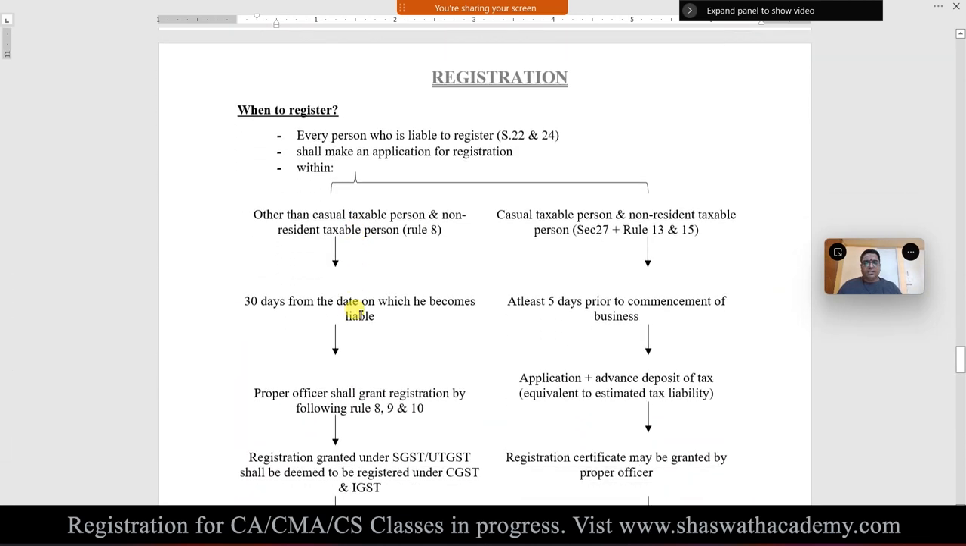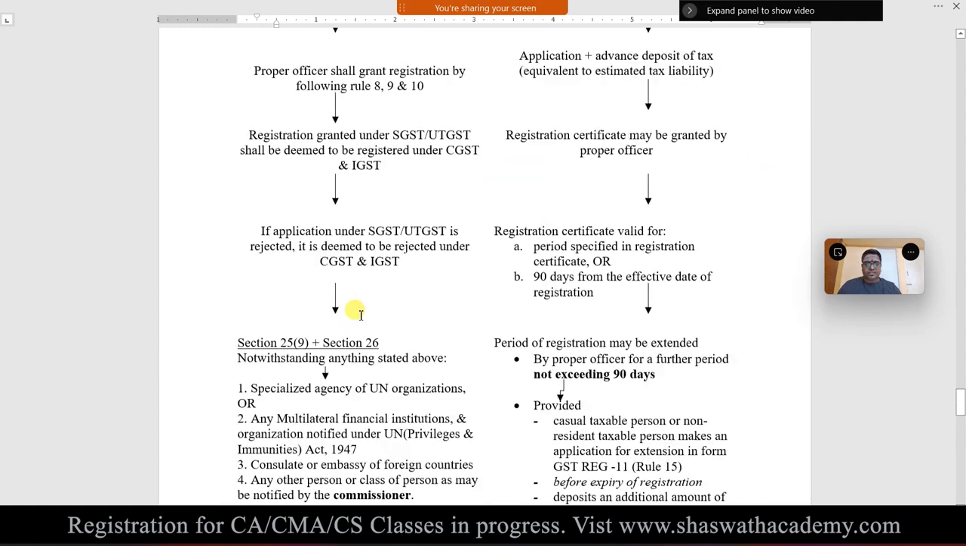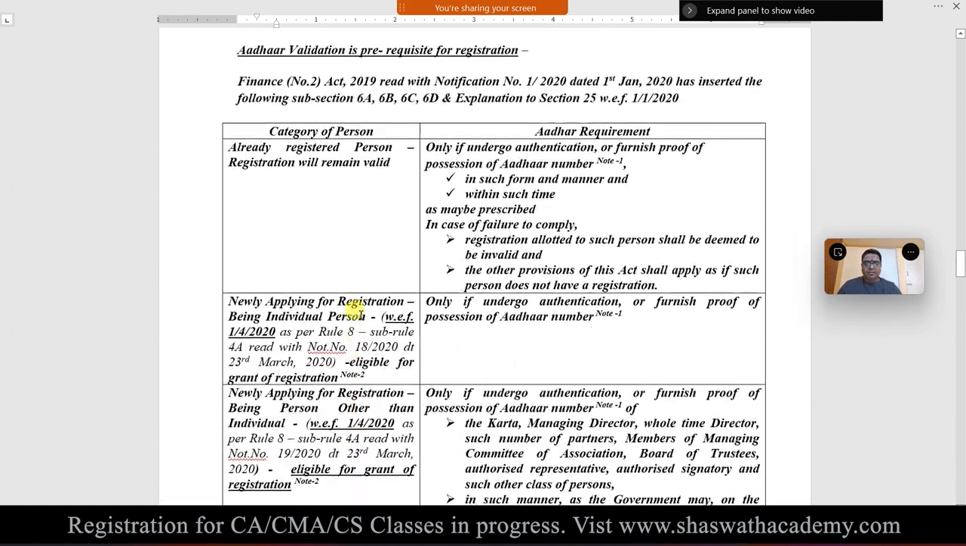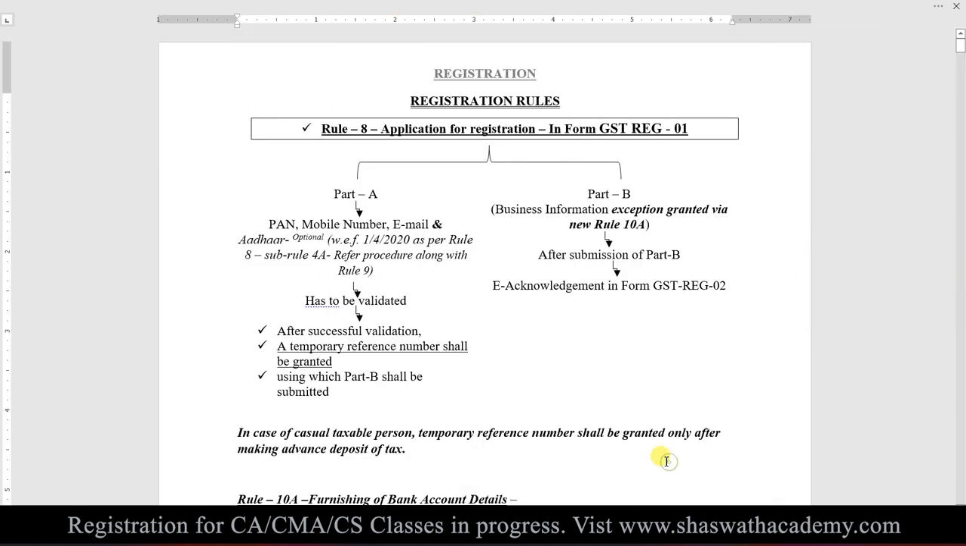Sir, what if Aadhaar is not given at the time of registration? One second, my dear. Let me carry out this content. Okay. Aadhaar is mandatory to be given. Sir, based on Aadhaar authentication only, your registration is now validated. Sir, how to go for validation of registration, sir? I will take you through, my dear.